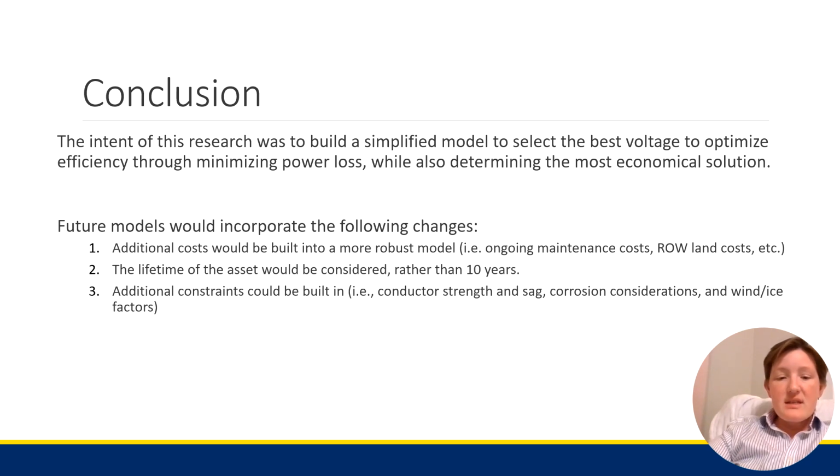And then lastly, additional constraints could be built in. So in this case, the minimum conductor properties were looked at based on voltage requirements. Additional constraints like strength and sag, corrosion considerations, and then wind and ice could be factored in. Those three things being built into a model like this would really take it to a level of being able to be used in transmission planning and having decisions based off of it.